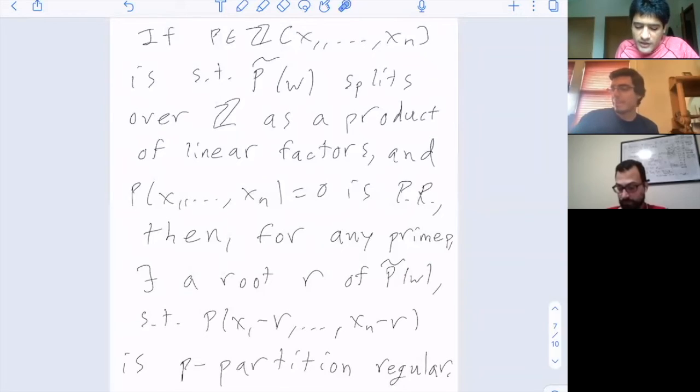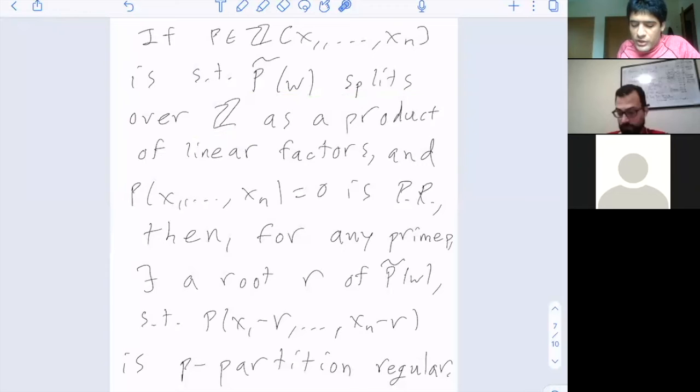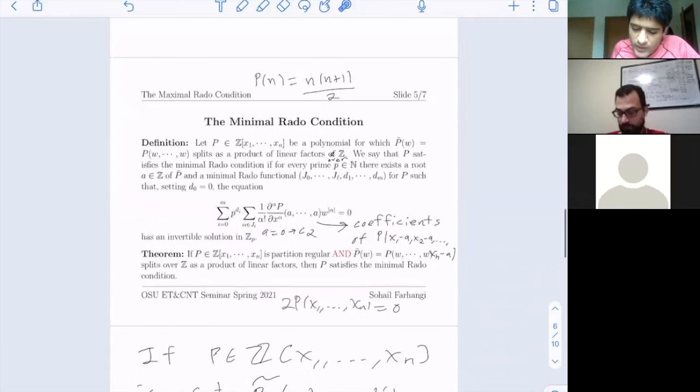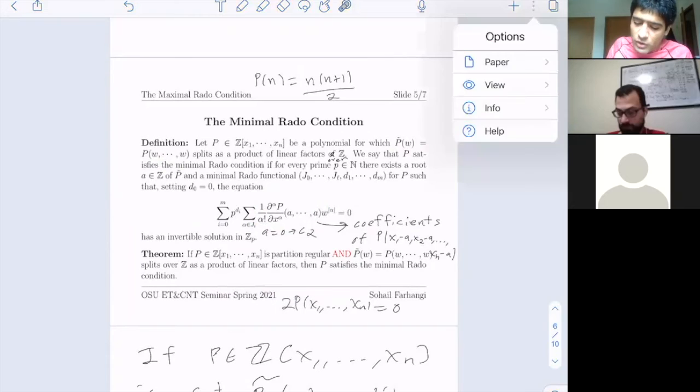Intuitively, I thought that would be obvious, but it's not. So in order to guarantee this p partition regularity, this strengthening of partition regularity, they were forced to assume that the polynomial splits over Z, and then they could shift the original polynomial by one of the roots, and the shifted polynomial would end up being p partition regular. So that's why we have these extra technical assumptions here, and why this is a little bit uglier than what we had in the maximal Rado condition, but it's still all related.